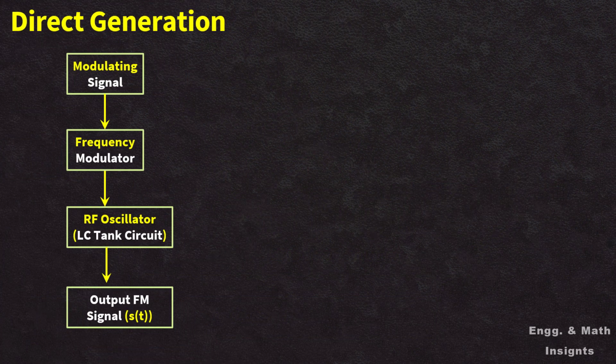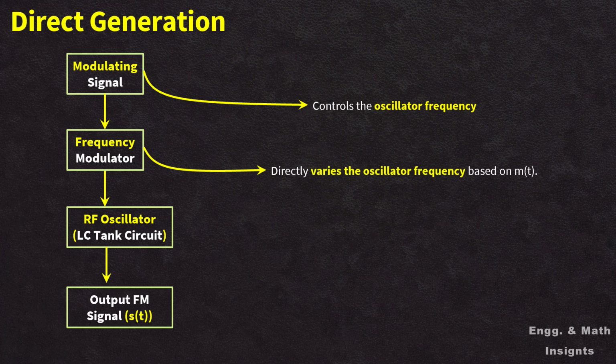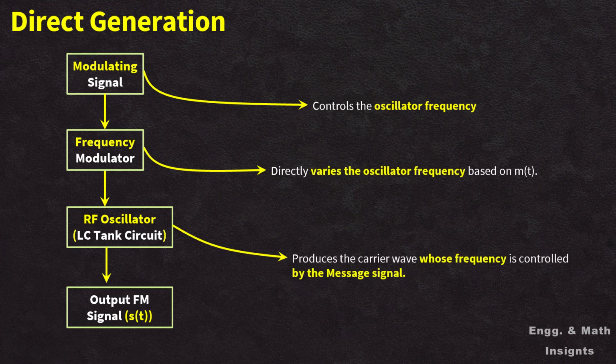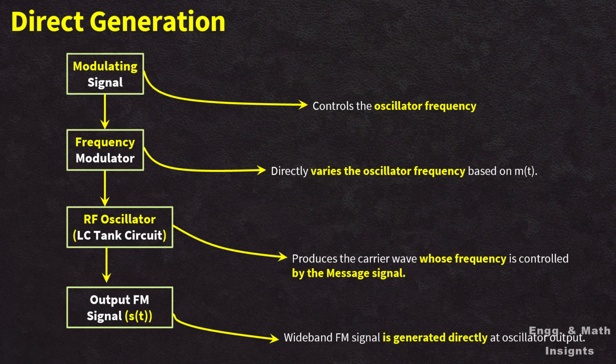Now, let's understand the direct method of wideband frequency modulated signal generation. In the direct method, the modulating signal directly controls the frequency of the oscillator itself. The oscillator tank circuit LC is made variable using a varactor diode or reactance modulator. So when the message signal changes, the oscillator frequency changes immediately. Hence, the direct generation of frequency modulated signal. There are no intermediate stages like narrowband frequency modulation, multipliers or mixers. That's why it's called the direct method. And the frequency modulated signal is generated at the oscillator's output in one step.